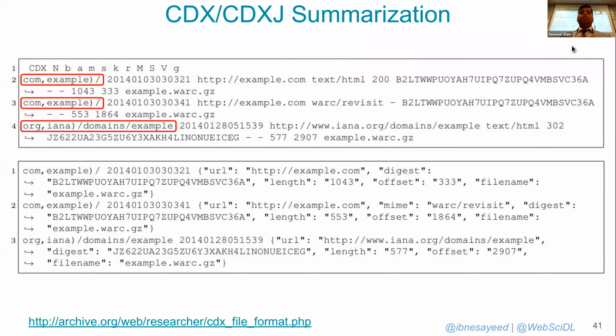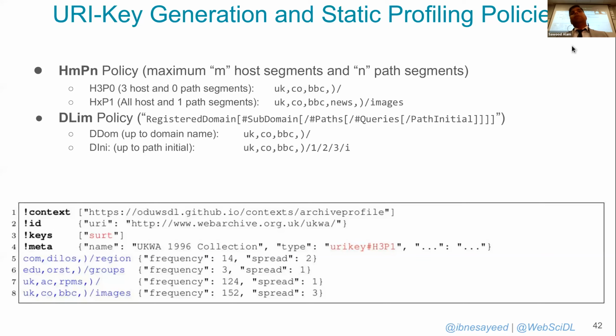With these SURTs extracted, we can chop the URL off in smaller pieces so that we just have the prefix portion of it. So a group of URIs is represented together with a single key. There are two different policies that we define, HMPN policy and DLIM policy. HMPN policy means in the key, we only consider at max M host segments and N path segments. So H3P0 means three segments of host name. Anything beyond that, we'll chop it off, and path segment, we are not taking anything from there, and so on. So there are multiple variations on that. We evaluated 23 or so variations on that.